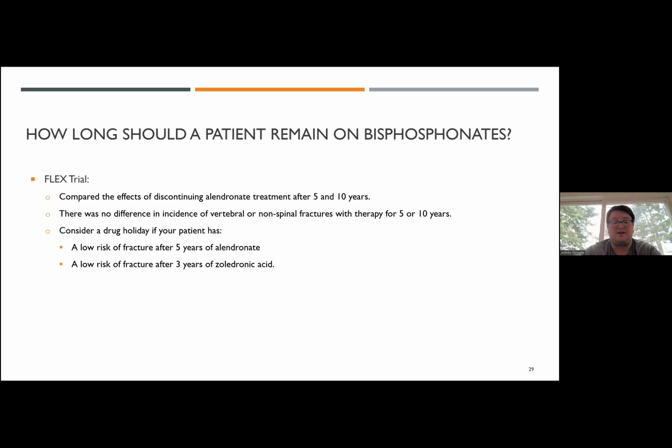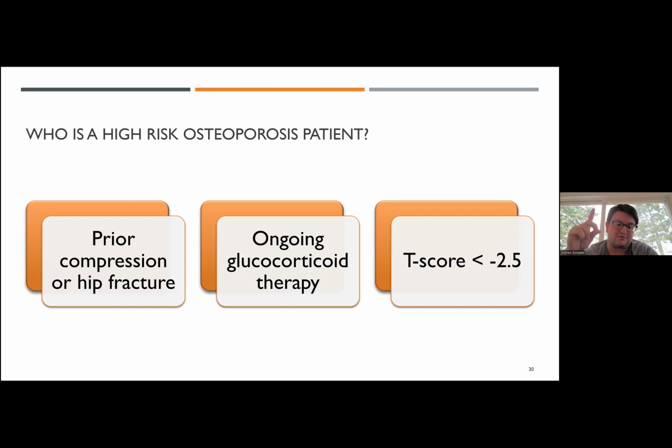How long should a patient be on bisphosphonate? Well, per the FLEX trial, they showed non-inferiority between being on a bisphosphonate for 5 to 10 years. So you can consider a drug holiday for any patient on alendronate for their 5 years who has a low risk of fracture, or any patient who's on zoledronate for 3 years, again with a low risk of fracture. I say low risk of fracture, so who has a high risk of fracture? Well, any patient with a prior compression or hip fracture, any patient undergoing ongoing glucocorticoid therapy, and any patient with a repeat DEXA with a T-score below negative 2.5, despite being on optimal bisphosphonate therapy.